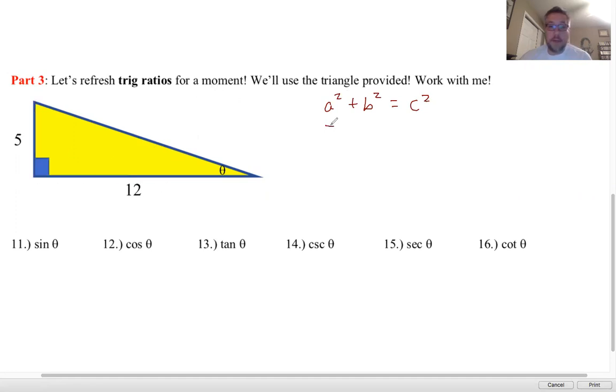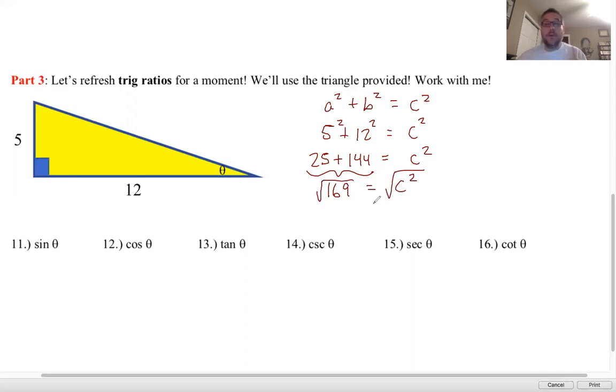So we have literally 5 squared plus 12 squared equals c squared. Crunch it out. 5 squared means 5 times 5, which is 25, plus 12 squared, 12 times 12, 144, equals c squared. Combine: 25 plus 144 is 169, equals c squared. Take the square root of both sides.